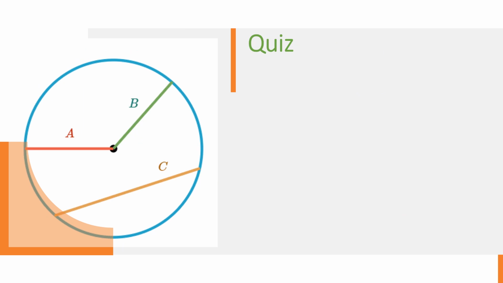Okay, let's take a quick quiz now. On the left side, as you see, the circle. I have marked three line segments. One is A here, this one, and B here, this one, and C here. Now the quiz is: which of these segments A, B, and C in the circle below is a radius? Each of these segments, A, B, or C.